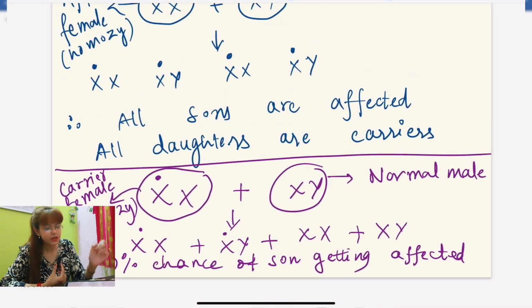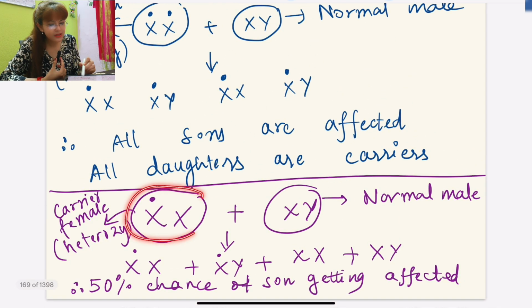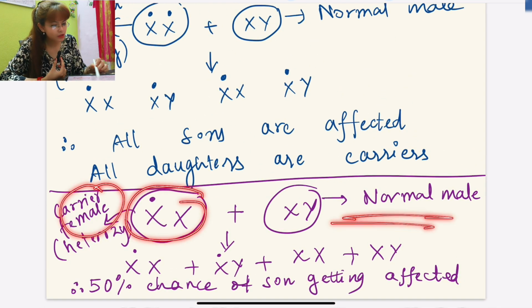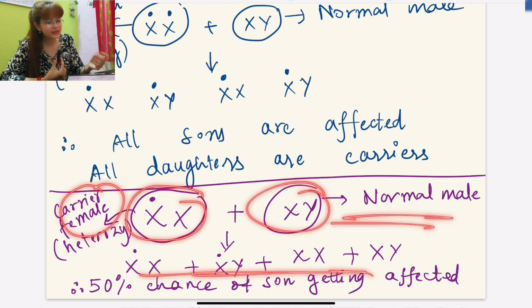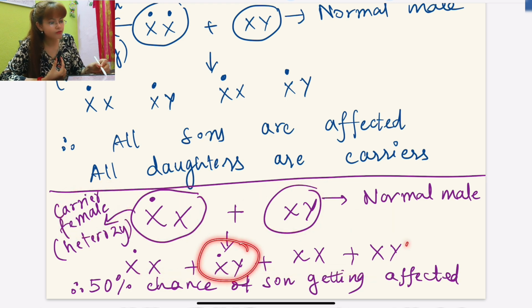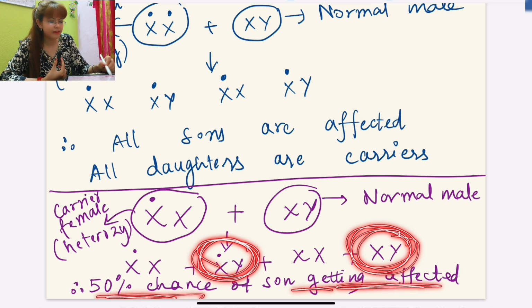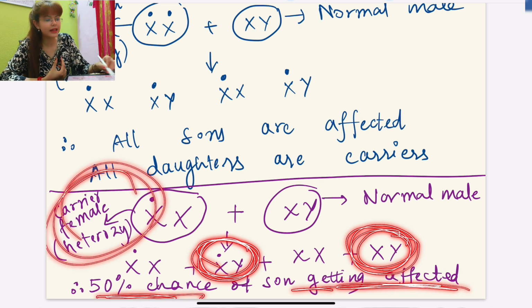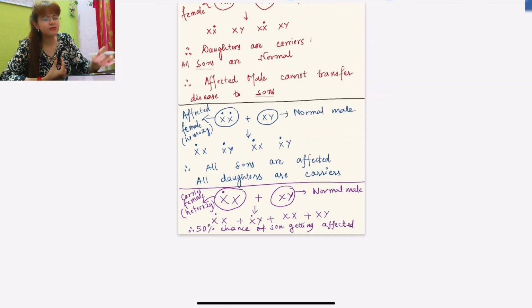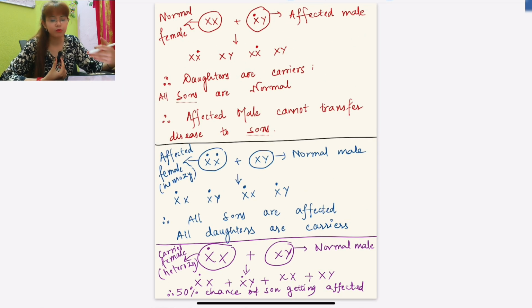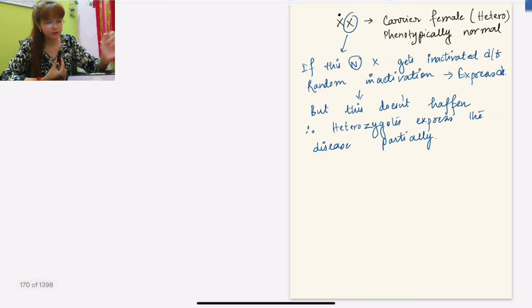Okay. Next is, if the female is a carrier and the male is normal, then what will happen? Then you can see that 50% of the sons are affected. This son is affected, but this son is not affected. So 50% chance of the son getting affected if the female is a carrier and the male is normal. So these are the three different types or possibilities of pedigrees which you must know, and the outcome you must remember. And based on this, whenever the pedigree will come, you can solve it.